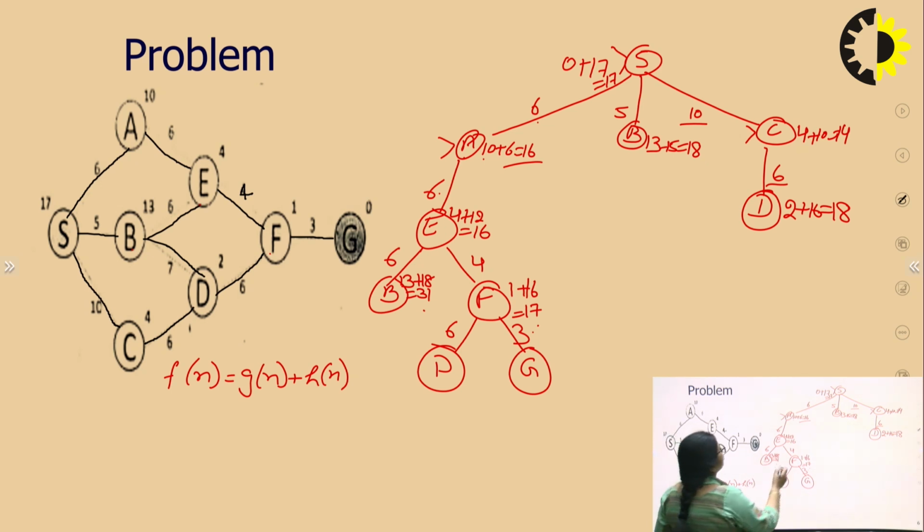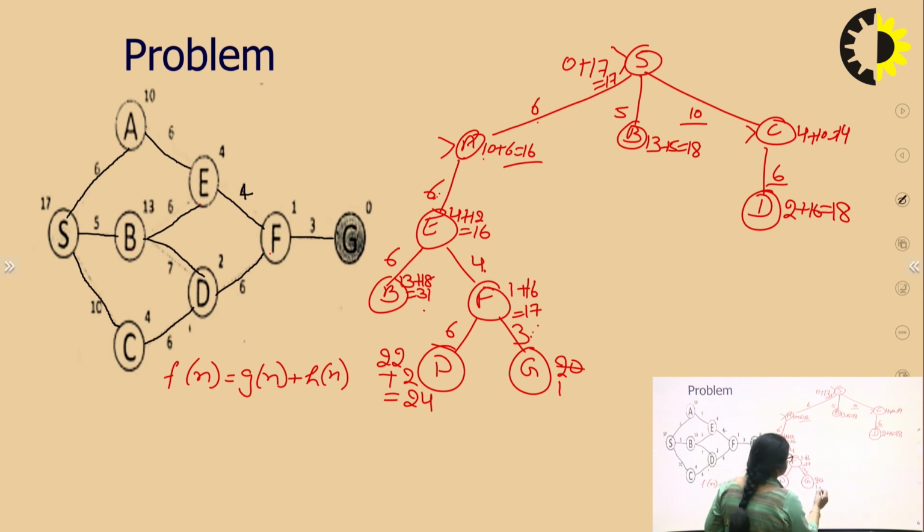Okay, here what will happen? 6, 6, 12 plus 4, 16 plus 6, 22. And what is the heuristic value of D? That is 2. So if we move on this path, we will get 24. If we move on this path, we will get 20. Why are we getting 20? It will be 2, 6 plus 6, 12 plus 4, 16 plus 3, 19 plus J 0. We will get here 19.